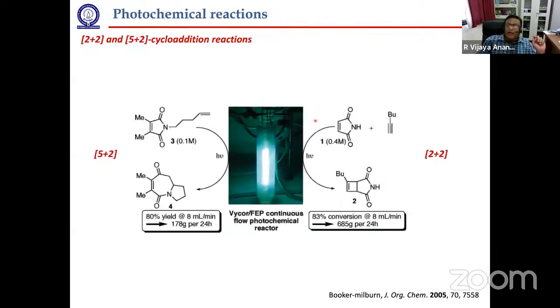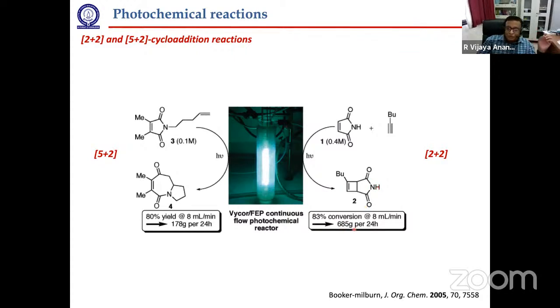Okay, and we can also do photochemical reactions. This example depicts 2+2 and 5+2 cycloaddition processes. In this case, maleimide is reacted with an alkyne, so you get the 2+2 cycloaddition product. And you can see here, this is 83% conversion at 8 ml per minute. This is the flow rate. And in 24 hours, you can get almost 700 grams of this product. It is really, really high. So you don't have to worry about it.